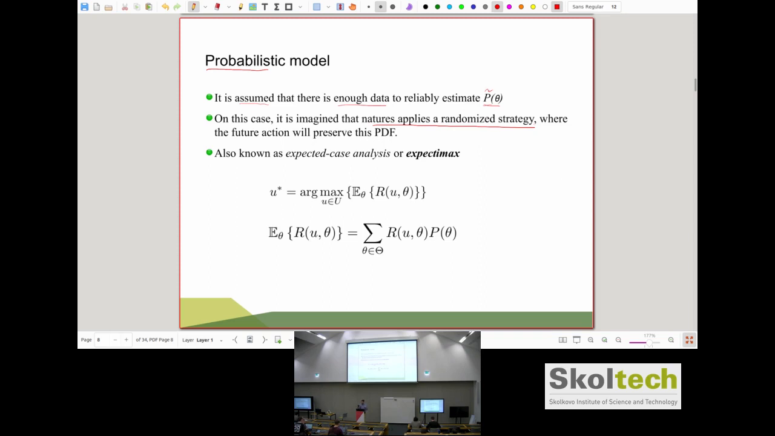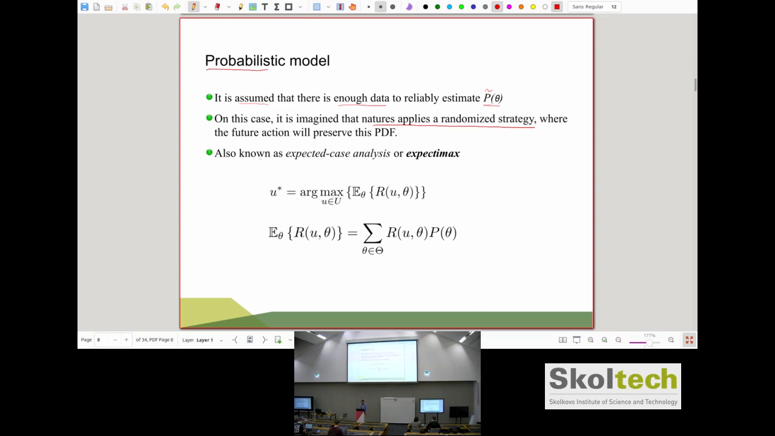We will not discuss too much how to get this data, by the way. We will assume that we have it, and for now it's okay. But modeling of this distribution could also be part of the problem. A very, very important one, by the way.